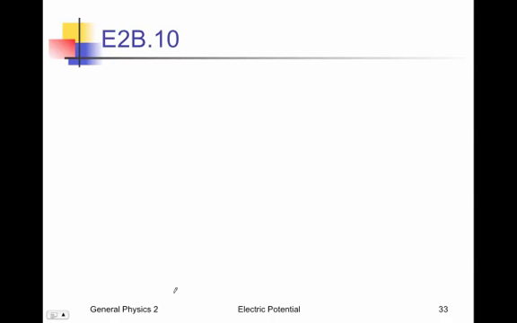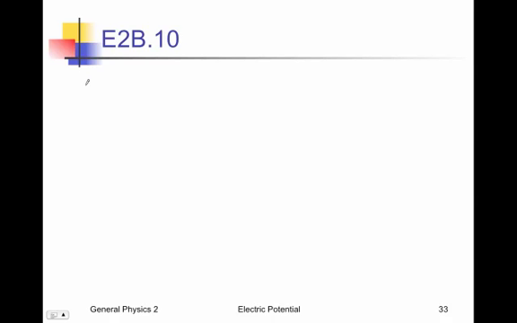E4B10 says, imagine that two parallel plates having an area of 0.2 meters squared and separated by 0.5 centimeters are given charges of positive 2 microcoulombs and negative 2 microcoulombs respectively. What is the potential difference between the plates?